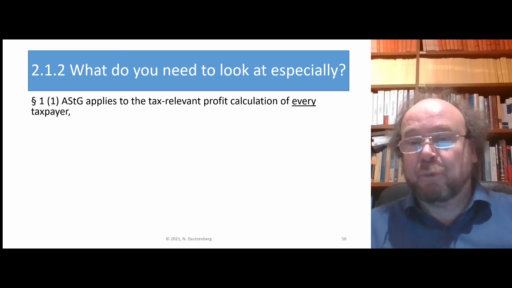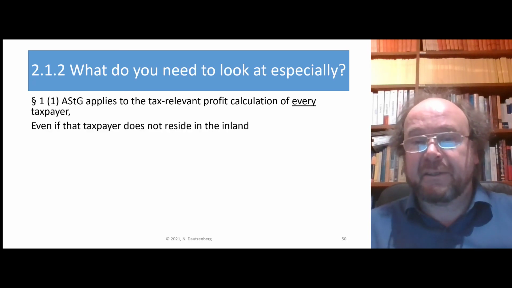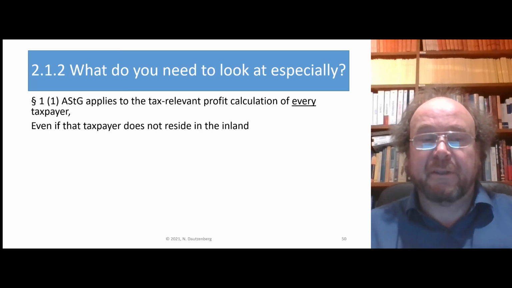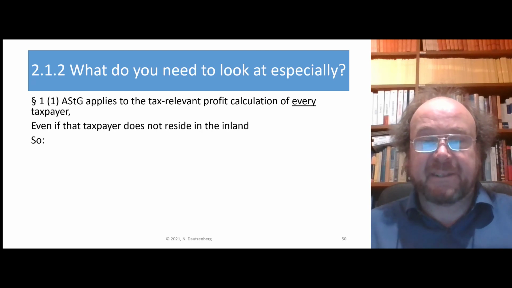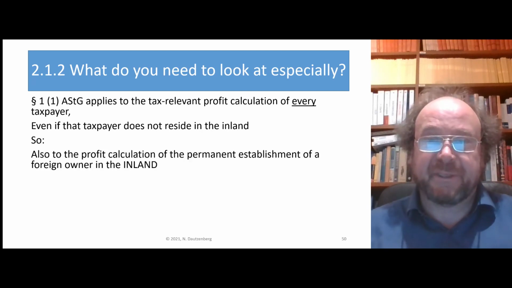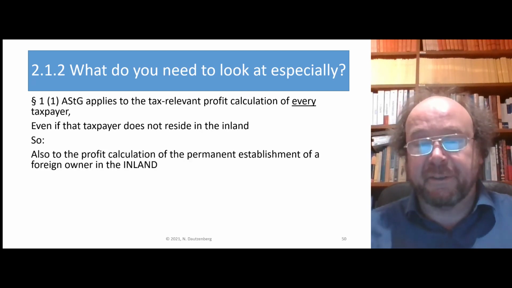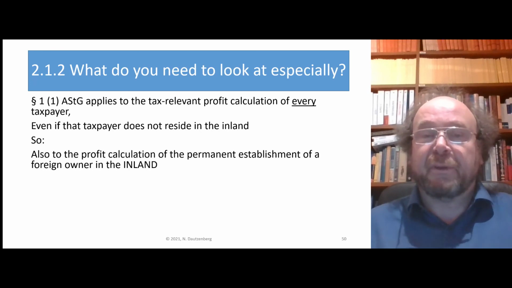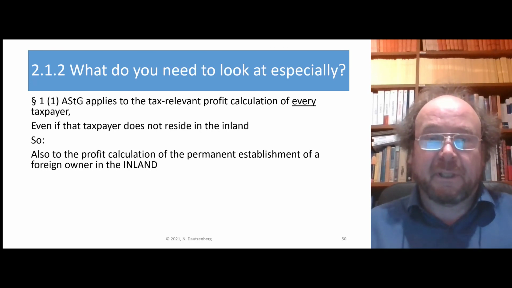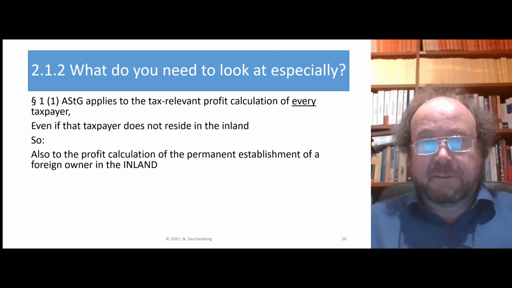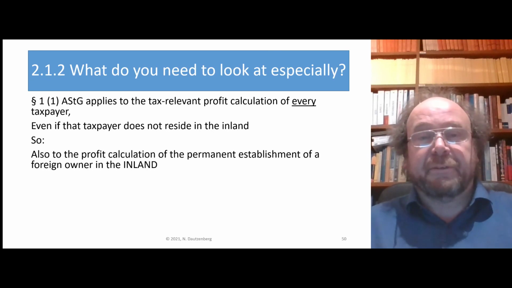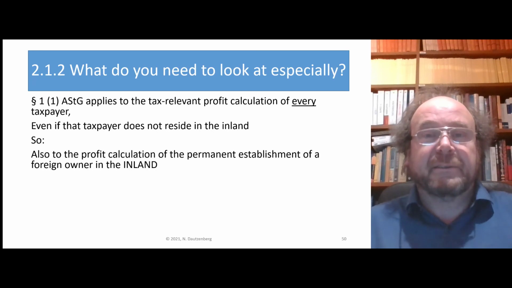1.1 AStG can apply to every taxpayer, even if the taxpayer does not reside in the inland, as far as that taxpayer's income is relevant for German taxation. So within the limited or unlimited tax liability, you can correct a profit to market conform extent in cases of 1.1 AStG.